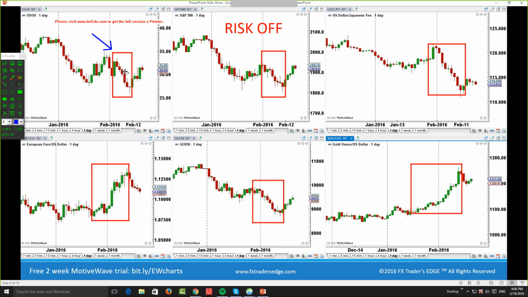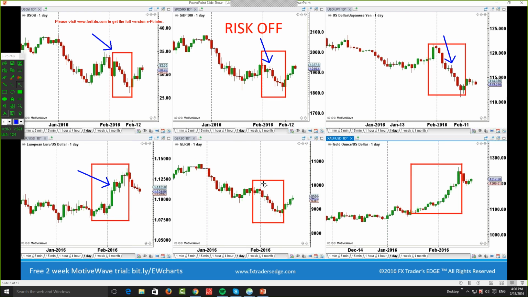And you can see a steady move lower. This is the S&P, same period of time. This is the dollar yen, same period of time. This is the euro. Now the euro was moving higher because it's inverse to the dollar yen. The dollar is still moving lower. When the euro moves higher, the dollar moves lower.